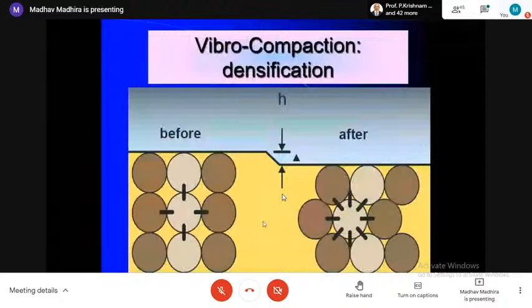The basic concept of this vibrocompaction is nothing but this: if I have a loose sand, the voids are very big because the particles are sitting on top of each other.